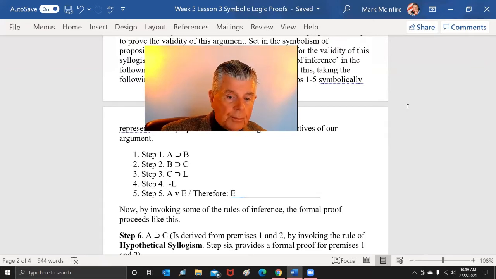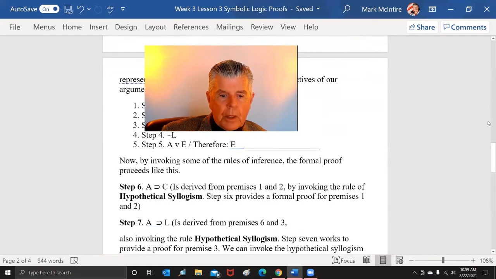If B is the case, second premise, then C is the case. Third premise, if C is the case, then L is the case. Fourth premise, not L. L is not the case. Lydia is not the baby's aunt. Very important because it allows us to apply the rules and to dissect the argument and to see whether it's valid. Premise number 5 is either Alice is the baby's aunt or Ellen is the baby's aunt. Therefore, Ellen is the baby's aunt.